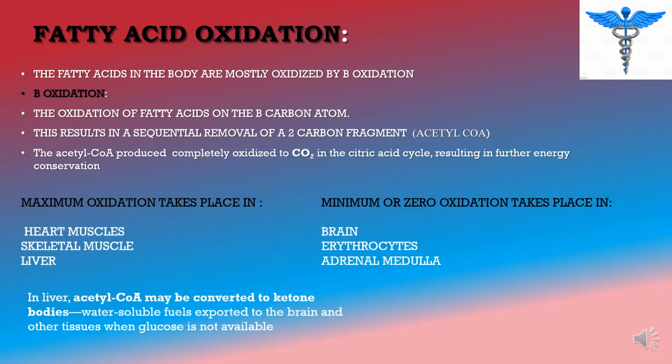In liver, when the acetyl-CoA is produced by beta oxidation, it may be converted to ketone bodies, which are then transported to the brain or other tissues where there is deficiency of glucose, because the body is in the state of starvation.